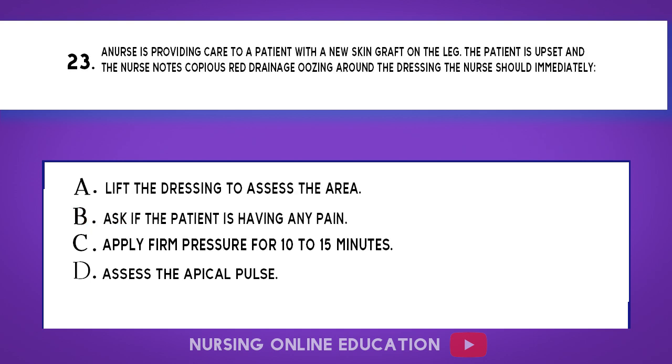23. A nurse is providing care to a patient with a new skin graft on the leg. The patient is upset and the nurse notes copious red drainage oozing around the dressing. The nurse should: A. Immediately lift the dressing to assess the area. B. Ask if the patient is having any pain. C. Apply firm pressure for 10 to 15 minutes. D. Assess the apical pulse. The answer is option C. Apply firm pressure for 10 to 15 minutes.